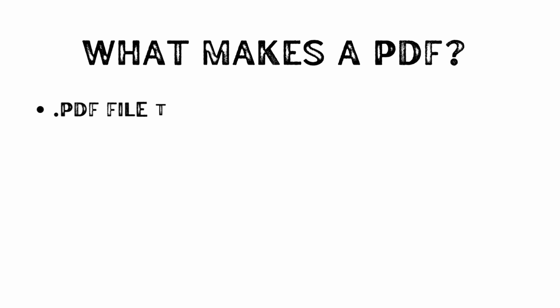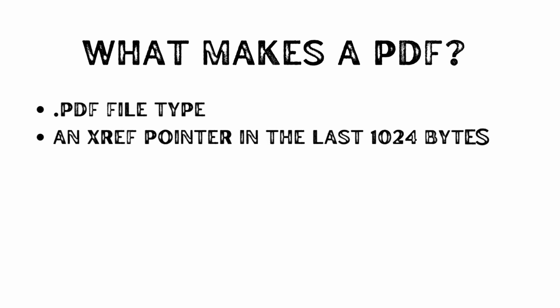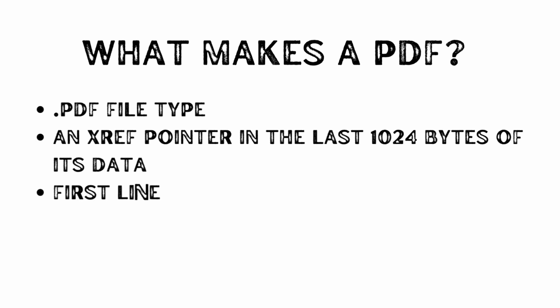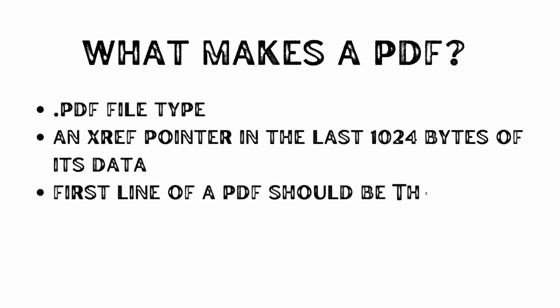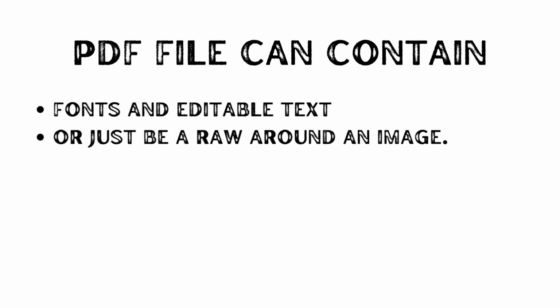Tip 6. What makes a PDF? A PDF file should ideally have a .pdf file type, an XREF pointer in the last 1024 bytes of its data, and the first line of a PDF should be the version. But there is quite a lot of variation in what is actually allowed in a PDF and how useful a PDF is. A PDF file can contain fonts and editable text, or just be a wrapper around an image. At the end of the day, if it opens in Acrobat it is accepted as a PDF and you need to handle it.